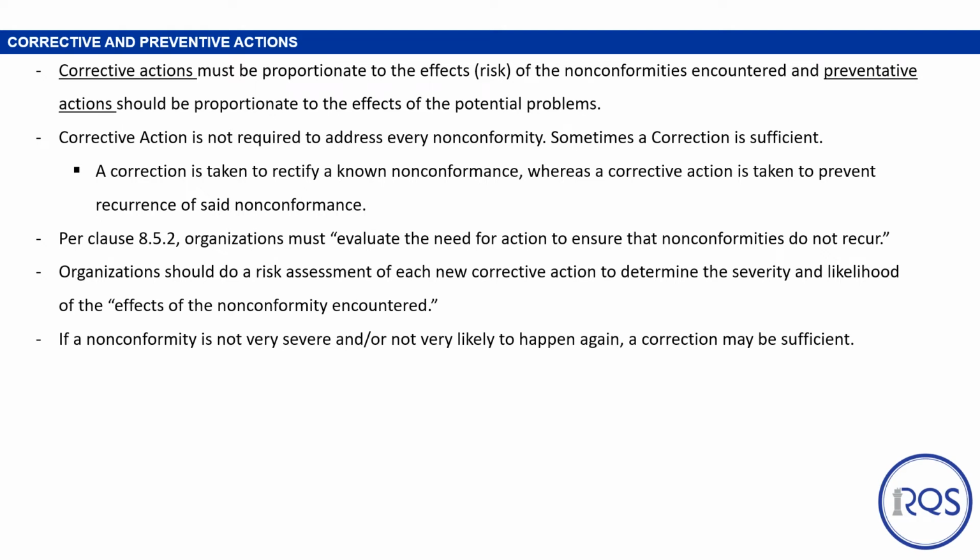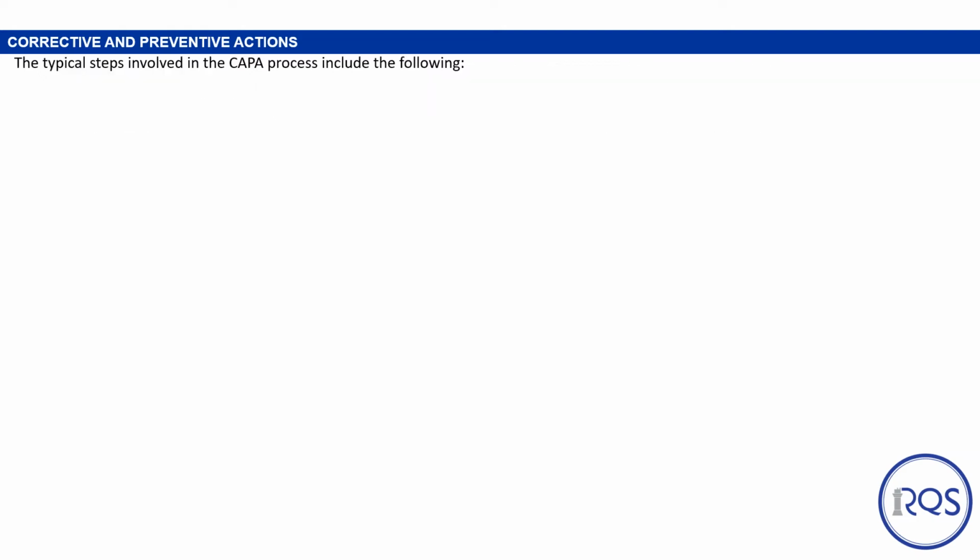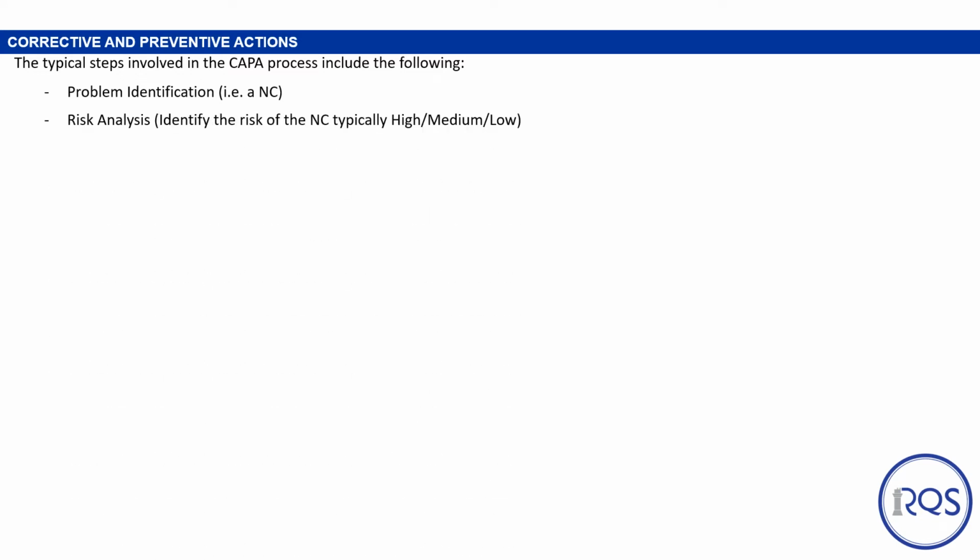The CAPA process typically starts off with problem identification. This, for example, can be a nonconformance. Next, there is risk analysis. The organization must identify the risk level of the nonconformance and typically will classify it as high, medium, or low. Justification of the risk level should be documented in the CAPA. Next, we have correction and containment. Non-conforming products should be quarantined or segregated from conforming products and labeled as such to prevent mix-up. How products are labeled when segregated should be documented in the procedure.